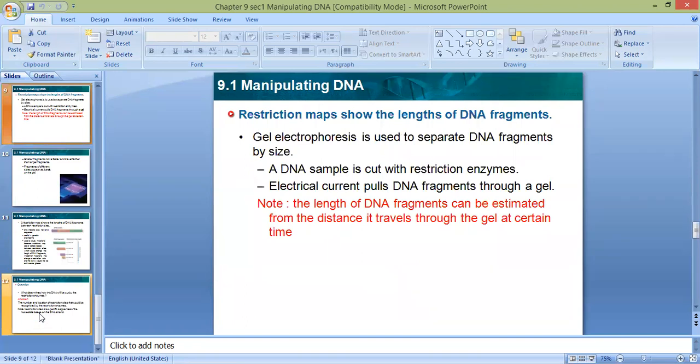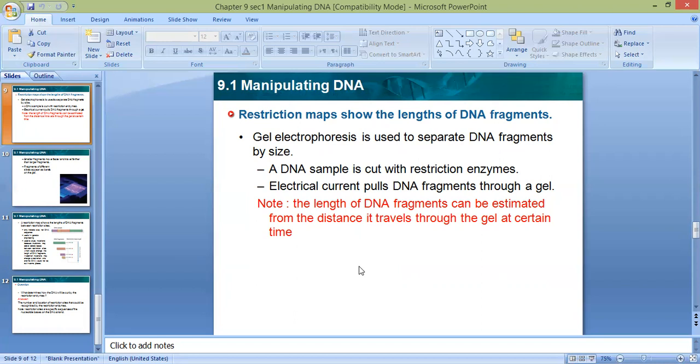Now here, restriction marks show the length of the DNA fragments. After cutting the DNA into different segments, there are restriction marks that can be used to show the length of the DNA fragments by using gel electrophoresis. First we have to separate the DNA fragments. The DNA sample is cut with restriction enzyme. Then electrophoresis uses an electric current which pulls DNA fragments through a gel. The length of the DNA fragments can be estimated from the distance they travel.